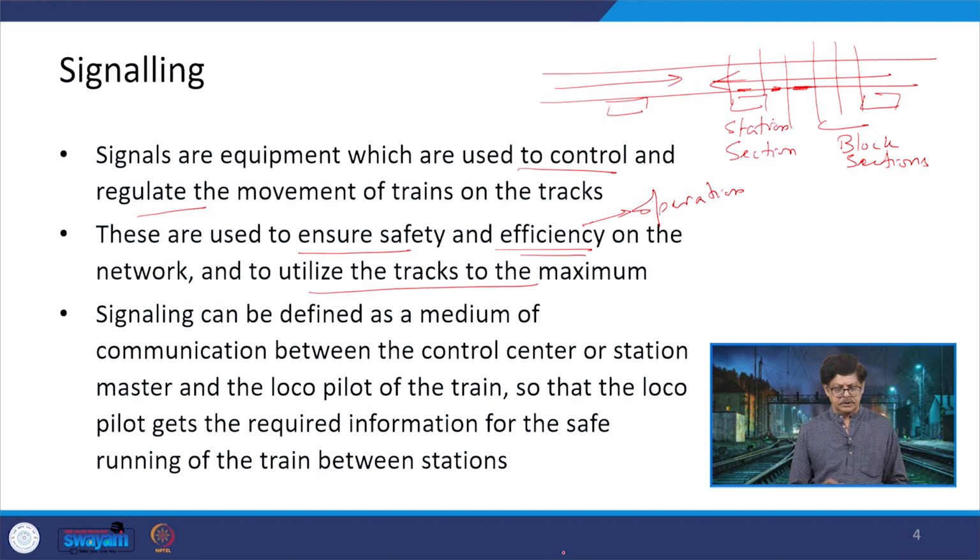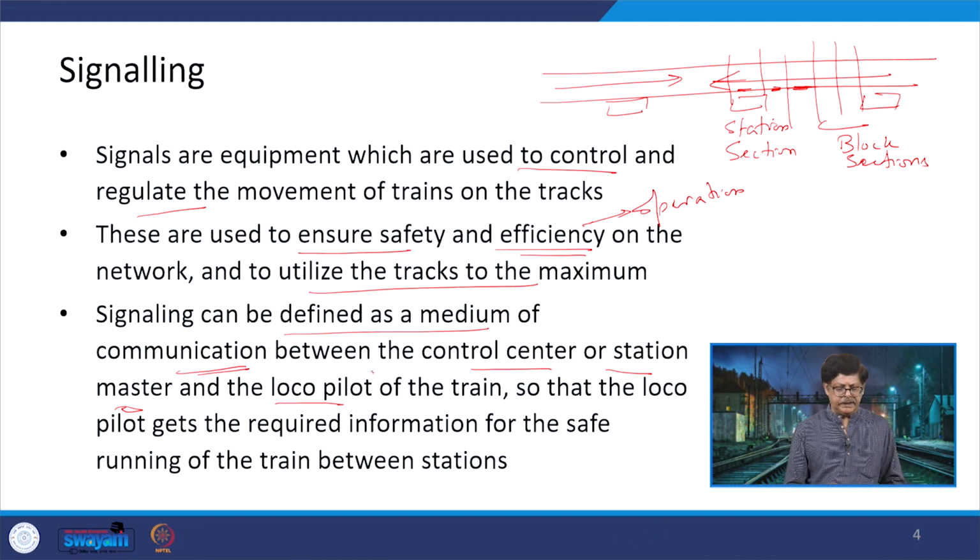The signaling can be defined as a medium of communication between the control center or station master and the loco pilot of the train, so that the loco pilot gets the required information for the safe running of the train between stations. The loco pilot means the person who is driving the locomotive. So, the name has been given as loco pilot.